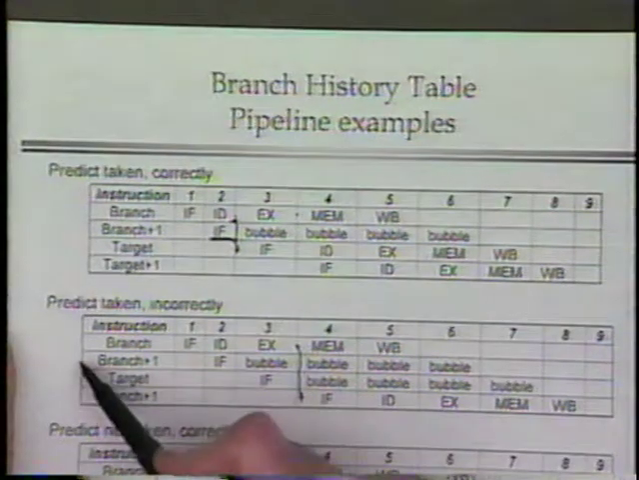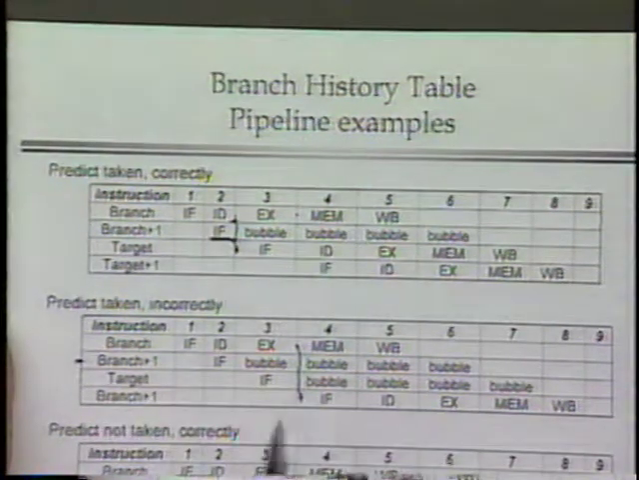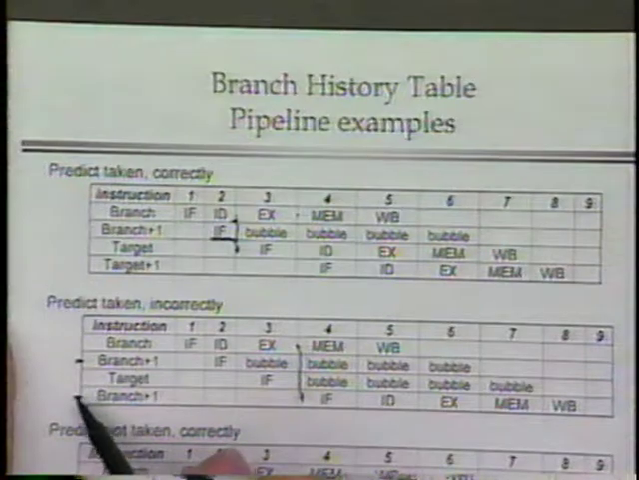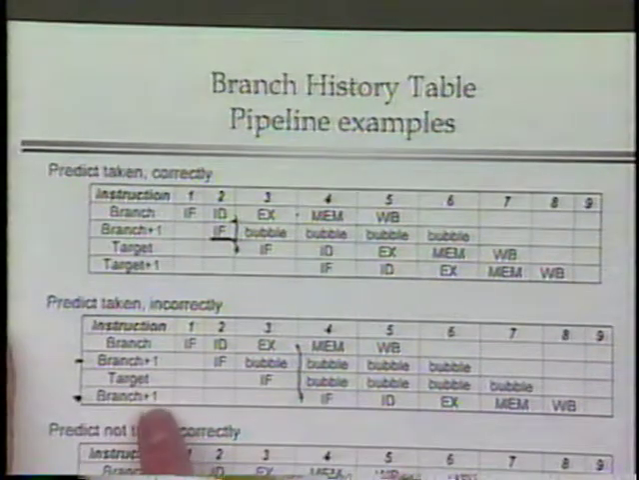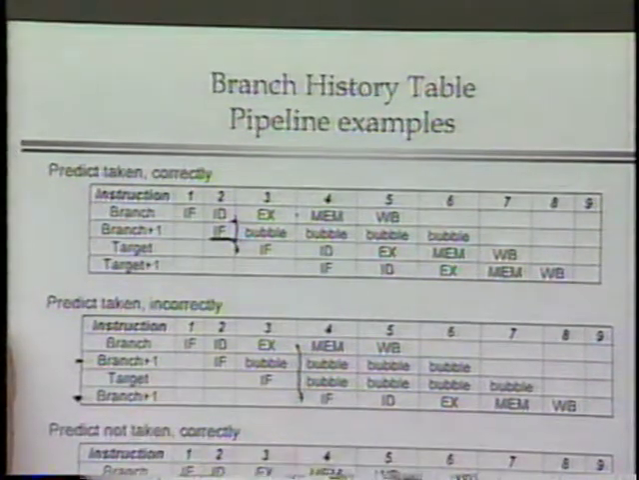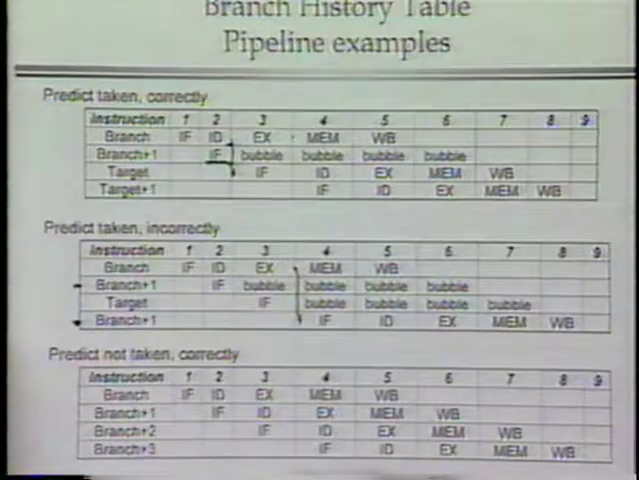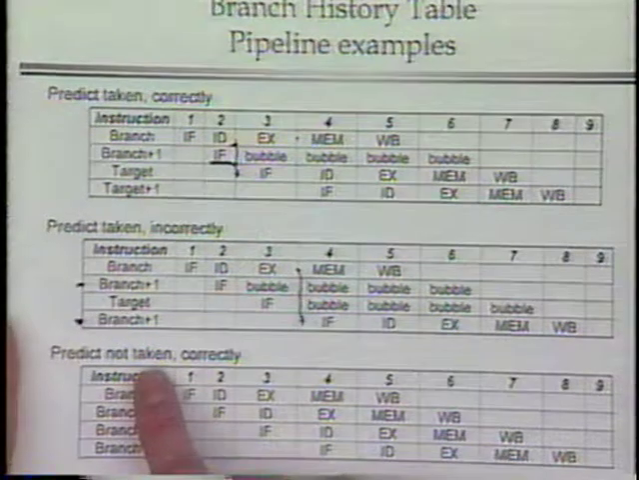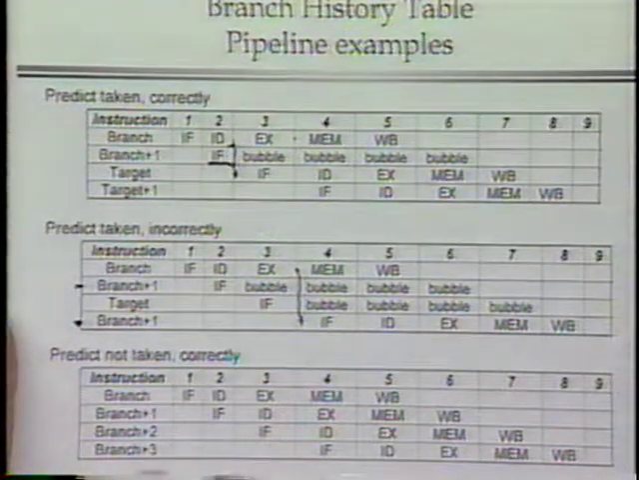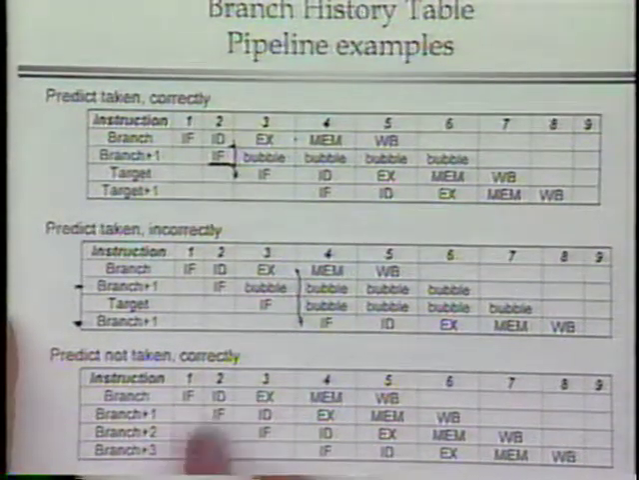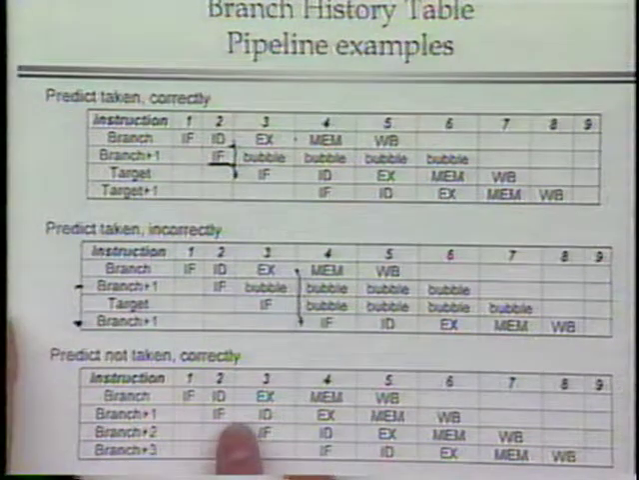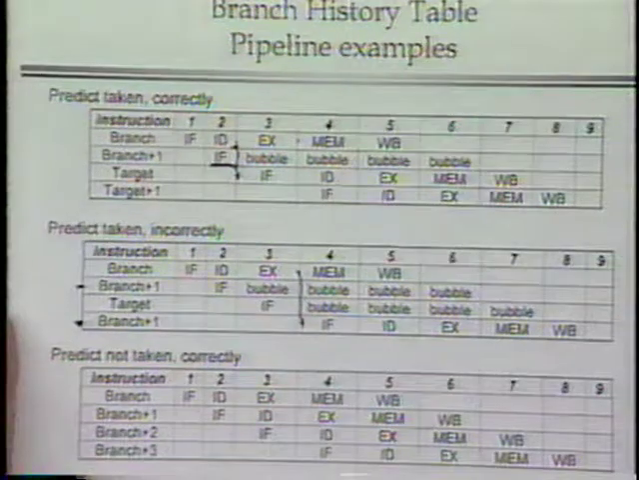If you really want to be clever, you could save this instruction just in case your prediction was wrong and at least perhaps save another instruction fetch. But if you don't do that, then you're going to suffer a 2-cycle penalty. If we predict that it's not going to be taken, and we predict that correctly, then in fact we suffer no penalty. It's the normal case.